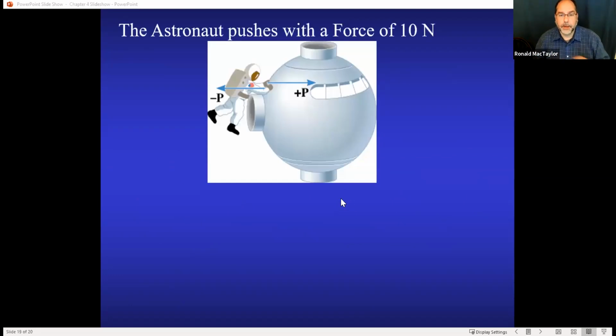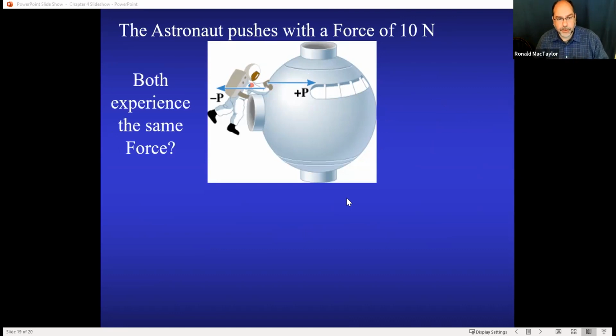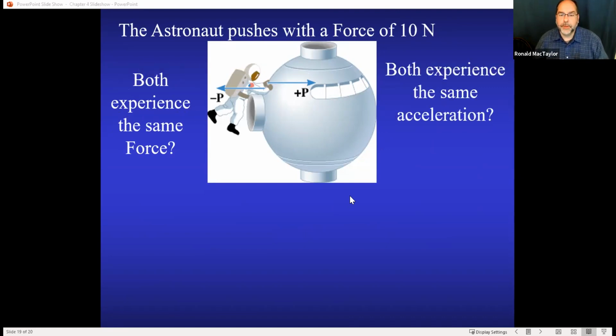So the astronaut is pushing on the space station with a force of 10 newtons. Do they both experience the same force? Do they both experience the same acceleration? And so there's the thing, is this intuitive or counterintuitive? You know that it's not the same.